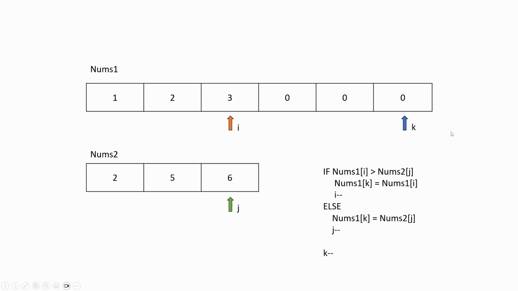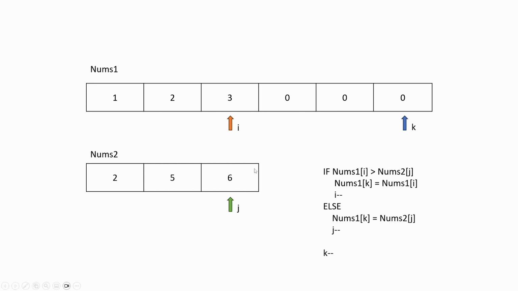So basically, we make an if statement to verify if nums1 at position i is bigger than nums2 at position j. If this is true, we update nums1 at position k to the value of nums1 at position i and decrease the variable i. But if it's not true, we update nums1 at position k with the value of nums2 at position j, and in this case we decrease the variable j. After that we decrease the variable k. And basically that's our program.